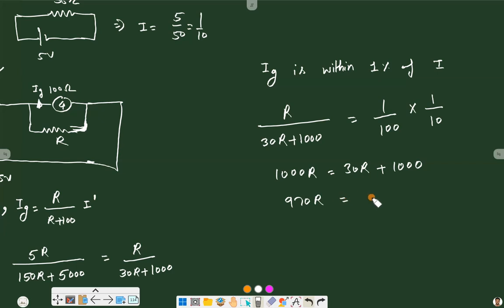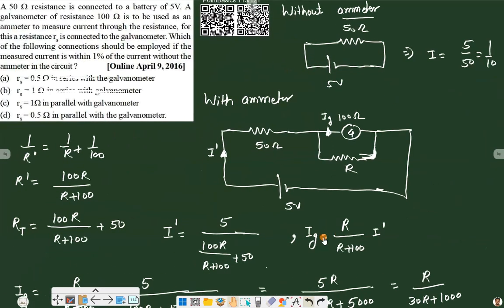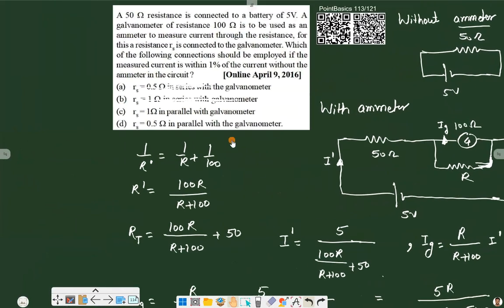is equal to 1000, and R will be 100 by 97, that is approximately equal to, I think, around 1.1 ohm. And if you match the answer now, option C will be the right answer. Now let's move to the next one.